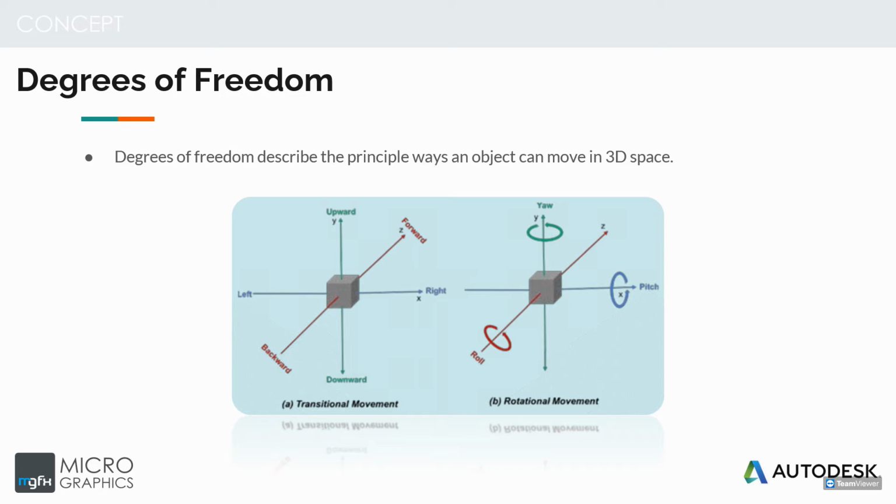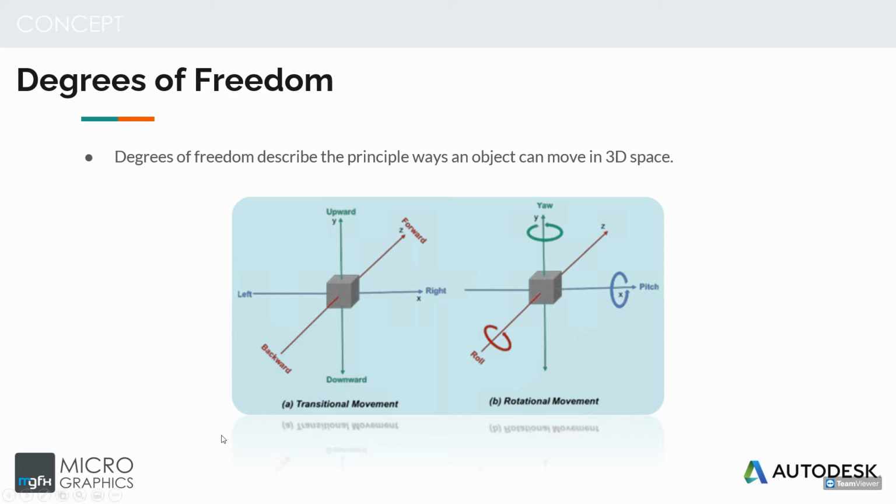Okay, great. So degrees of freedom. They describe the principal ways an object can move in 3D space. So what does it mean? You take any standard object. Obviously, you have 6 sides to an object in space, and you will see that it can have 2 types of motion: transitional, or in Inventor, what it would be called is translational. Translational movement, which means, in layman's terms, sliding in one of those directions, either up or down, left and right in the X direction, or forwards and backwards in that Z direction.